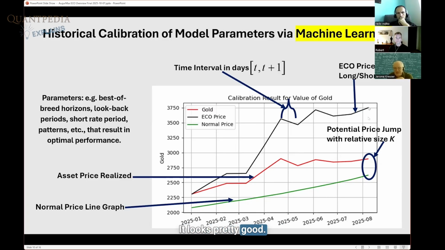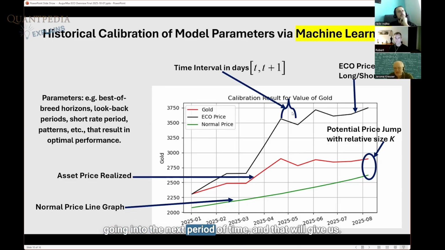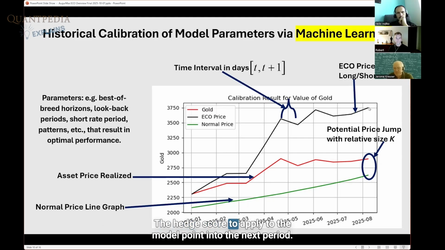Okay, it looks pretty good. It outperforms pretty well. That is the parameters that we take at this point, which we assume is today, to calibrate our model going into the next period of time. And that will give us the hedge score to apply to the model going into the next period.